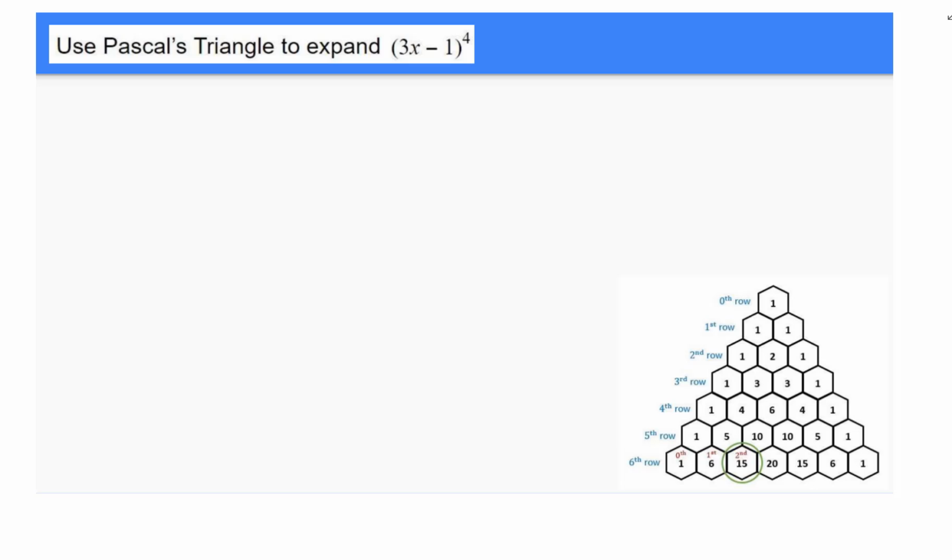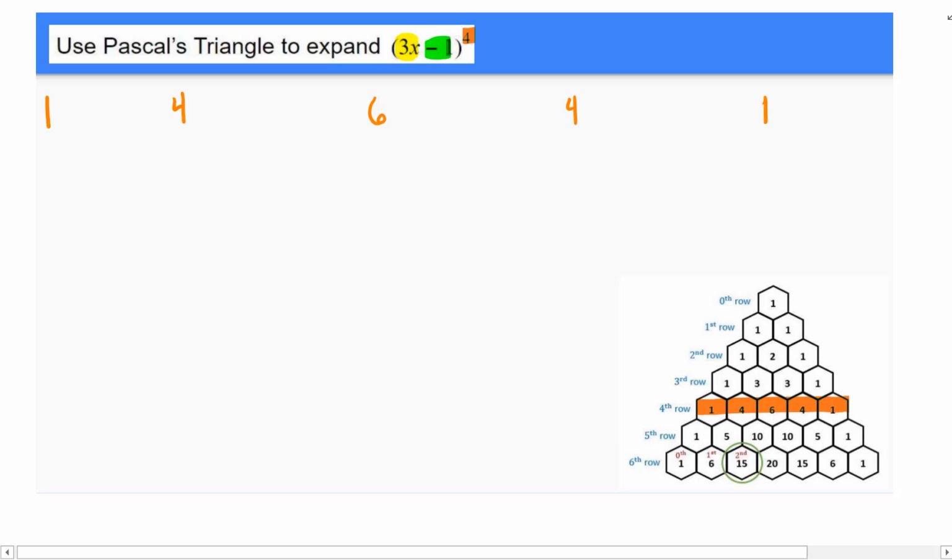Use Pascal's triangle to expand 3x minus 1 to the power of 4. First of all, what is the power? 4. So I need to expand using the numbers in the 4th row of Pascal's triangle. The first term of the binomial is positive 3x. The second term of the binomial is negative 1. Ooh, now we have a negative and we have a coefficient for x.